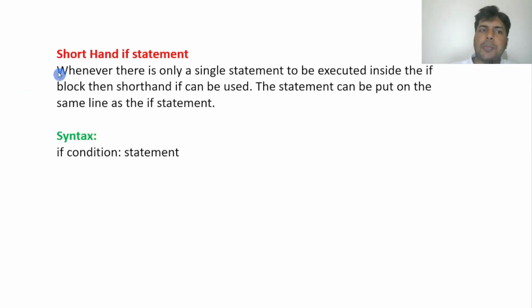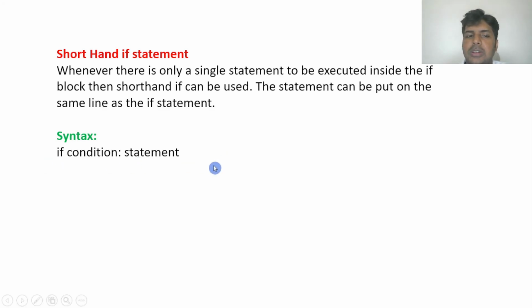Coming to our next topic, shorthand if statement. Whenever there is only a single statement to be executed inside the if block, shorthand if can be used. The statement can be put on the same line as the if statement. What do you mean by this? Whenever we have only one statement, why waste a number of lines of coding? You can keep the condition here and print here itself.